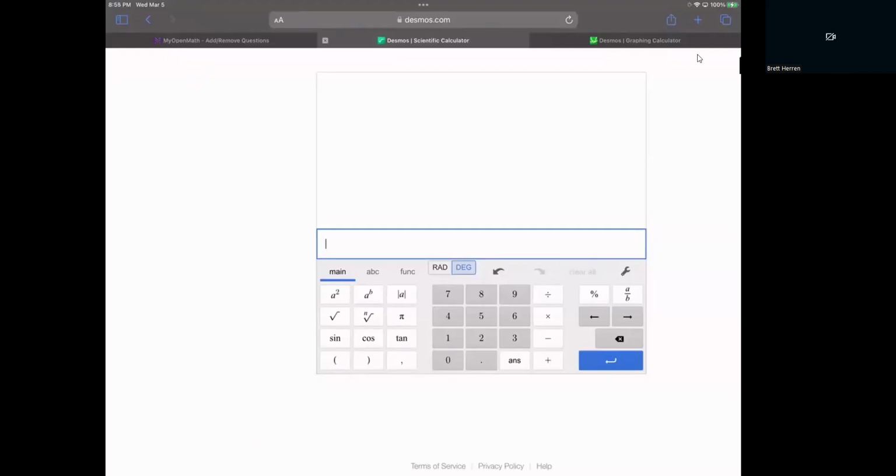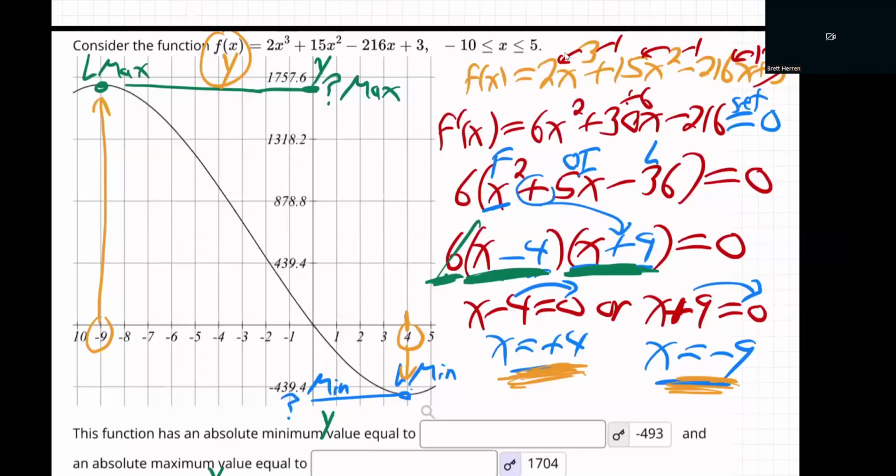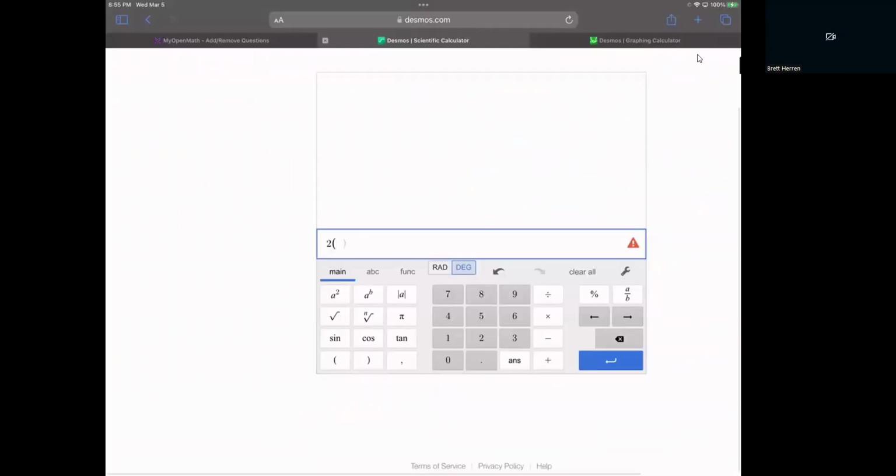Okay, so 2x cubed, so 2 parentheses. What am I plugging in? I already forgot. Plugging in the minimum, so that'd be at 4. Plugging in 4, that's right. 4 cubed, plus 15 times 4 squared, minus 216 times 4, plus 3. And there we go, minus 493.